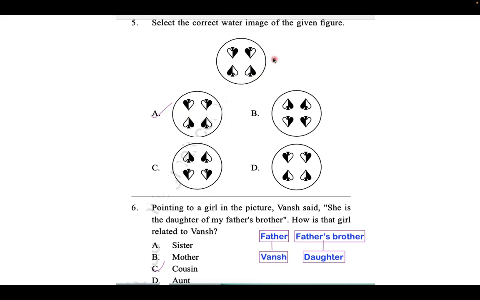A is the correct water image of the given figure. For questions like these, we always have to solve them backwards. So, daughter of my father's brother. My father's brother would be my uncle, and the daughter of my father's brother would be my cousin.